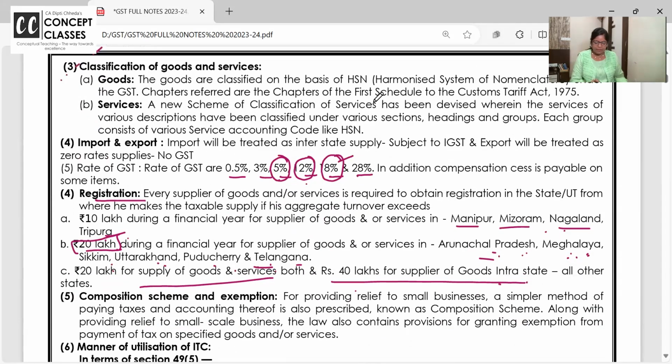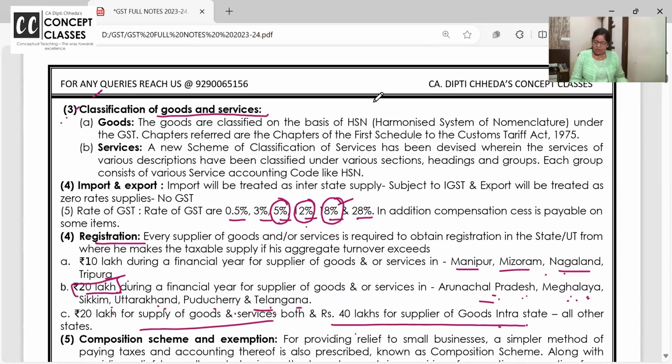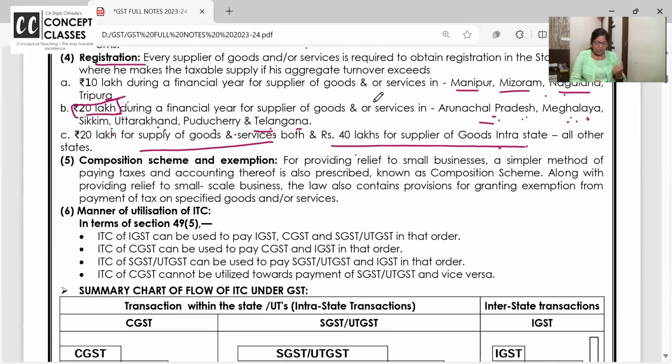That's simple. All the supply under GST is bifurcated into either goods according to their HSN code, harmonized system of nomenclature, right? And these codes are given as per the Custom Tariff Act Schedule 1. And services, if they are there, it is Service Accounting Code, SAC. Rates, we have seen. Registration.